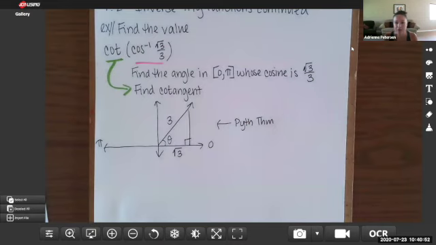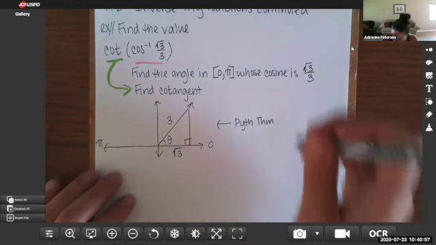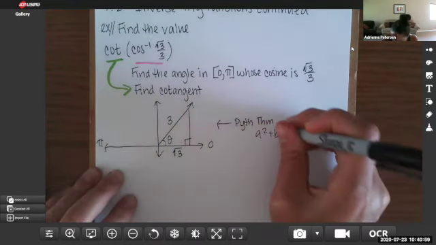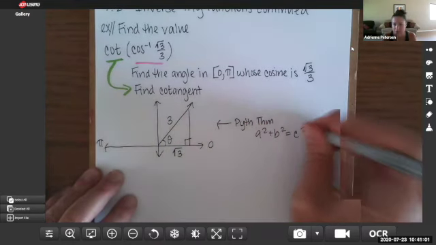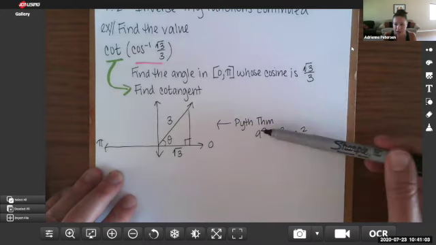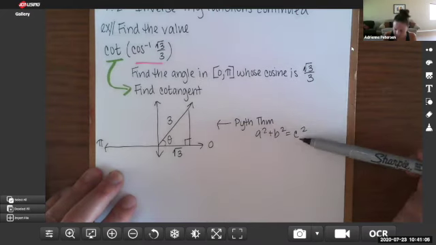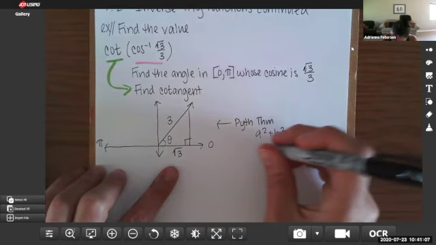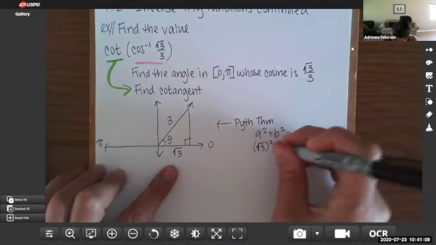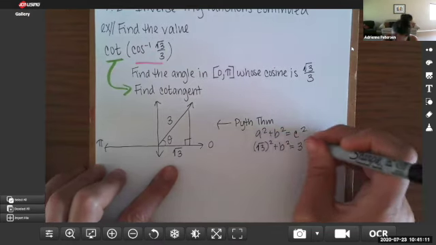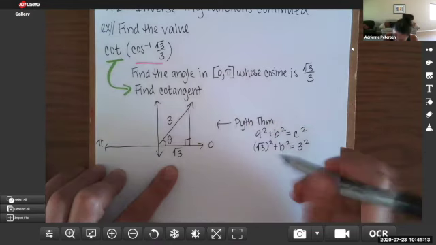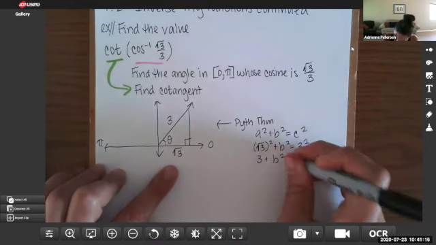So remember the Pythagorean theorem: anytime we know two sides of the triangle and want to find the third side, we know that a squared plus b squared is equal to c squared. The important thing is that a and b have to be the legs and c has to be the hypotenuse. Okay, so I have root 3 squared plus b squared is equal to 3 squared. Square root 3 squared is 3, plus b squared is equal to 9.